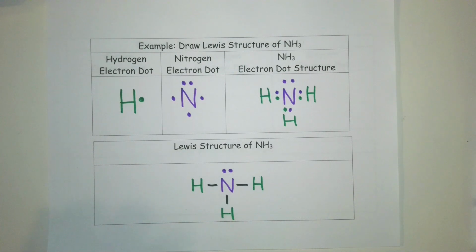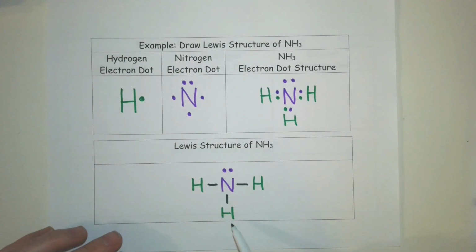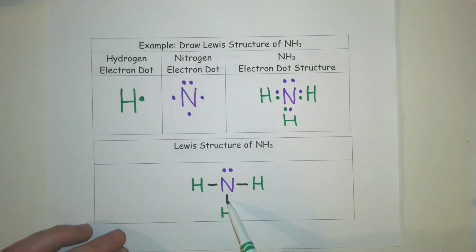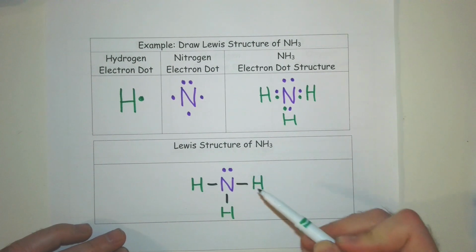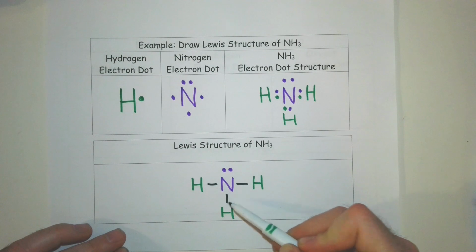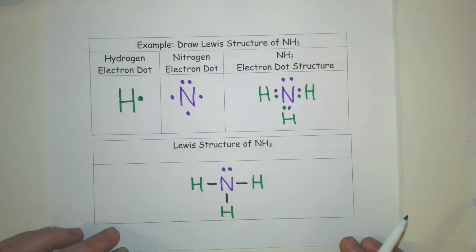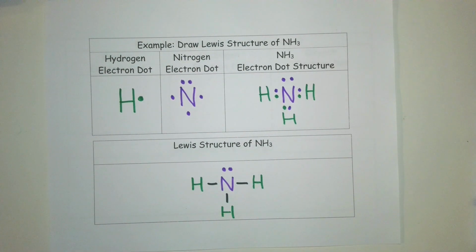Let's count the number of valence electrons, make sure we're good. So there is a bond right here, so that's 2 electrons. Hydrogen's happy. There's another bond here, so this hydrogen's happy, it's got 2 electrons. There's another bond here, so hydrogen's happy, it's got 2 electrons. So let's see what nitrogen's up to. We have 1, 2 electrons, 3, 4, 5, 6, 7, 8. So nitrogen has fulfilled its octet rule.